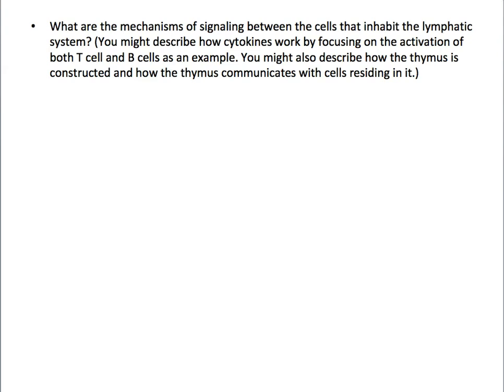Next, what are the mechanisms of signaling between cells that inhabit the lymphatic system? You might describe how cytokines work by focusing on the activation of both B cells and T cells as an example. You might also describe how the thymus is constructed and how the thymus communicates with cells residing in it. So if I was going to draw something here, it would be that figure inside your textbook that looks something like this. Let's go green, first of all. Green. We're going to draw that big rectangle.